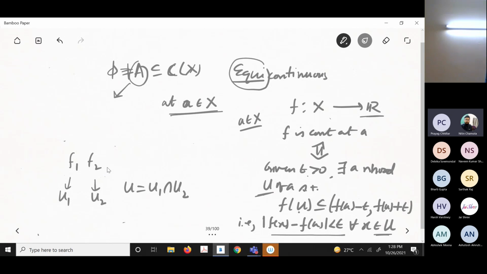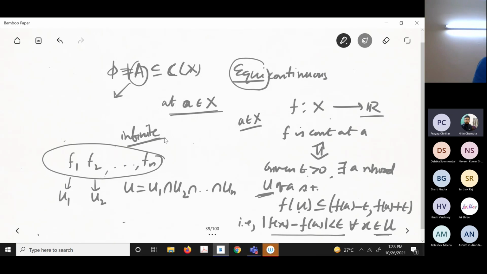That means if you have finitely many, I could take the intersection. And what I'm saying is that the same neighborhood will work. If I have finitely many such continuous functions, then I could have a single neighborhood here. But what about if it is infinite? I may not have it. That is exactly the equicontinuity definition. Suppose for each f belongs to a, a single neighborhood works. Single neighborhood. Then we say that f is equicontinuous.